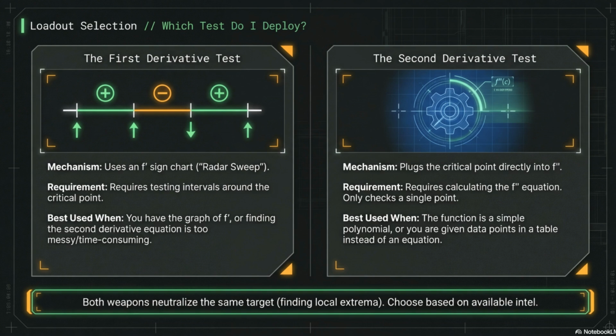So which test do you deploy for your loadout? The first derivative test relies on a sign chart radar sweep, requiring you to test intervals around the critical point. It is best used when you have a visual graph of f prime of x. The second derivative test plugs the critical point directly into the f double prime equation. It is highly efficient for simple polynomials, or when you are given specific data points in a table instead of a full equation. Both weapons neutralize the same target. Choose based on available intel.